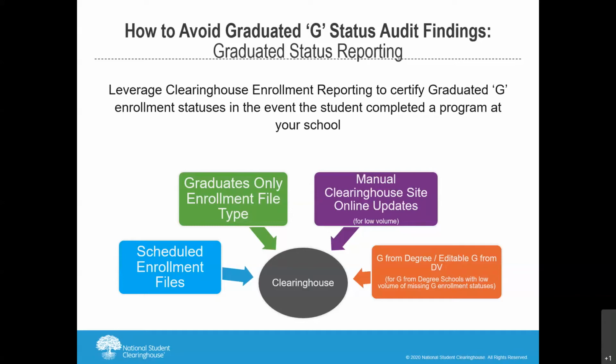So we've got enrollment files, graduates only files, and then there are two manual individual record update options. One of them is the online update feature on the Clearinghouse site. It is under student lookup when you log into our secure site. So that would be a low volume option. You wouldn't want to dedicate your valuable time to reporting hundreds of those that way, but that is an option for the lower volume of records that you may be wanting to report a status change to graduated.